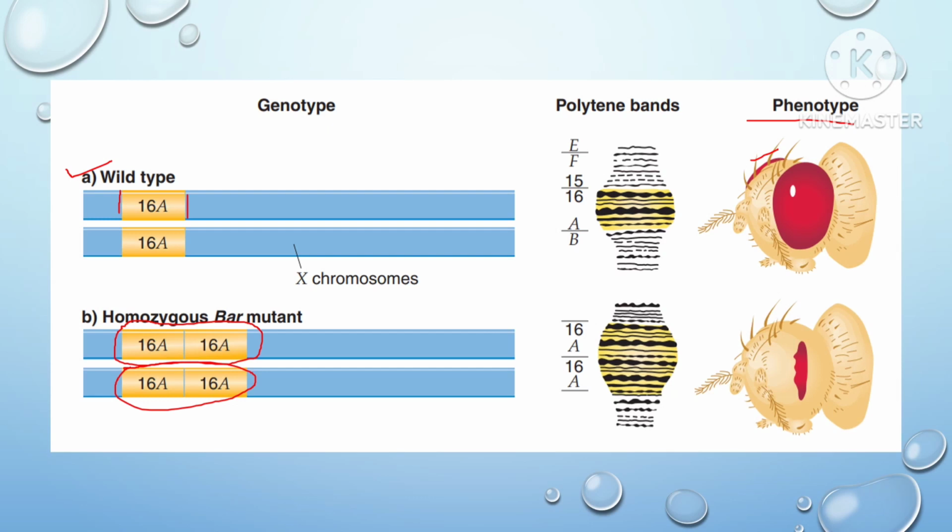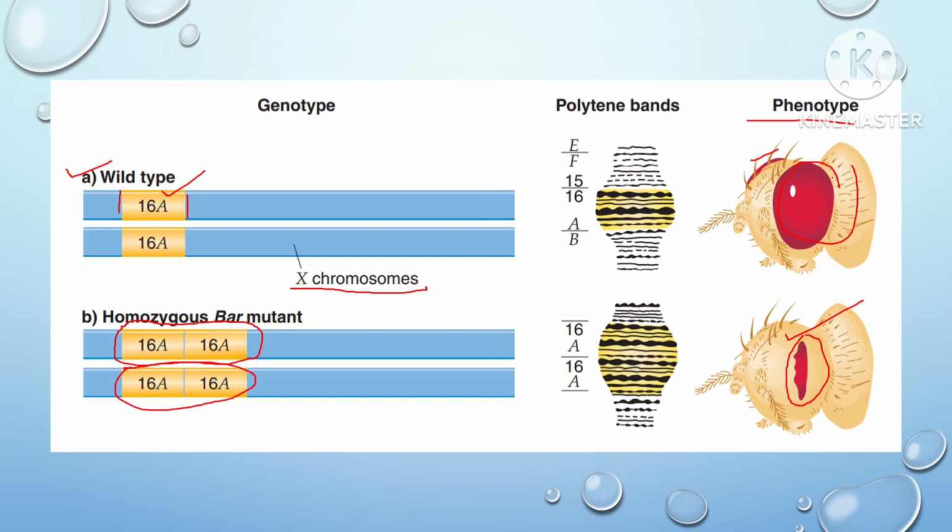Because of this duplication you can see this eye looks oval shaped here, and here you can see it is bar shaped or slit like. So because of this 16A segment duplication, the oval shaped eye is converted into slit like or bar shaped. And this 16A segment is actually present on the X chromosome.